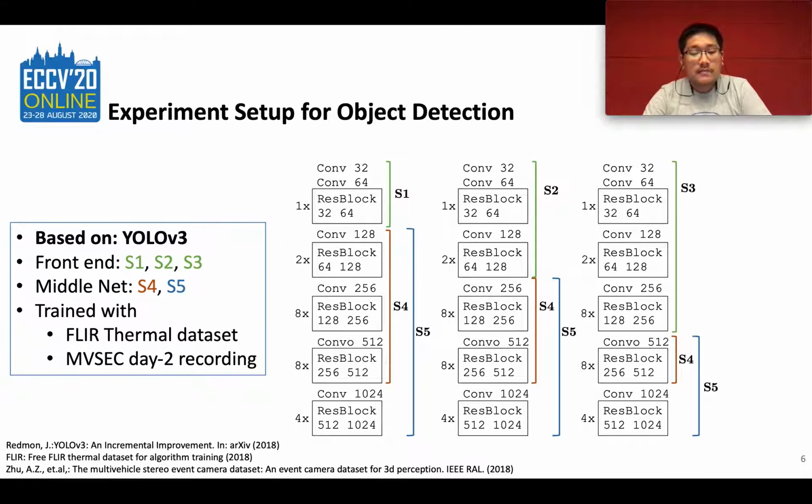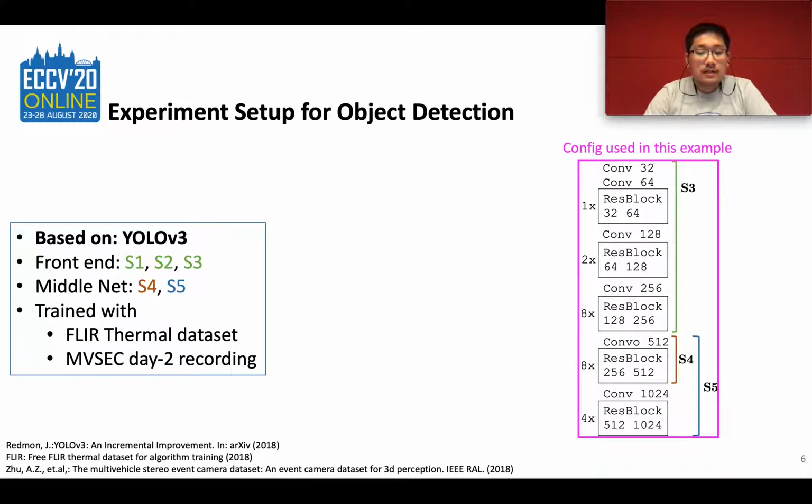Our experiment setup for object detection is based on YOLO V3. On the right, we show 6 front-end and middle net configurations used in this paper. S1, S2, and S3 are the choices of a front end. S4 and S5 are the choices of a middle net. For this presentation, we use this example. Specifically, the first 3 residual blocks as the front ends and the next 2 residual blocks as the middle nets. We tested NGA on 2 datasets. For thermal camera modality, we use the FLIR thermal dataset. And for event camera modality, we used the MVSEC Day2 recording.